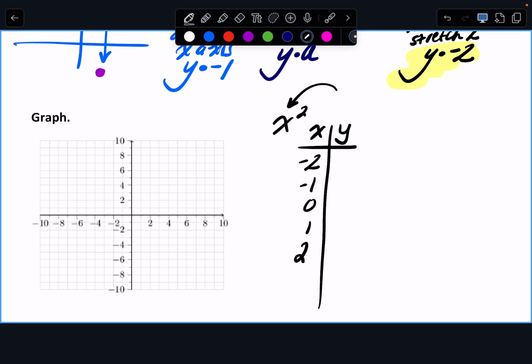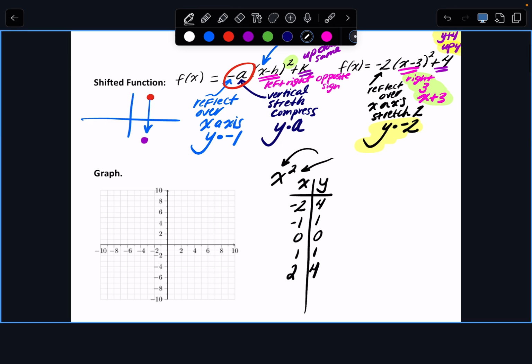Okay, so now you're going to calculate the parent function. Negative 2 squared is 4. Negative 1 squared is 1. 0 squared is 0. 1 squared is 1. 2 squared is 4. Now, I'm not going to make you graph that. That's extra work. Could we? Yes. Is it extra work? Yes. So we're not going to. Let's just now apply the transformations.